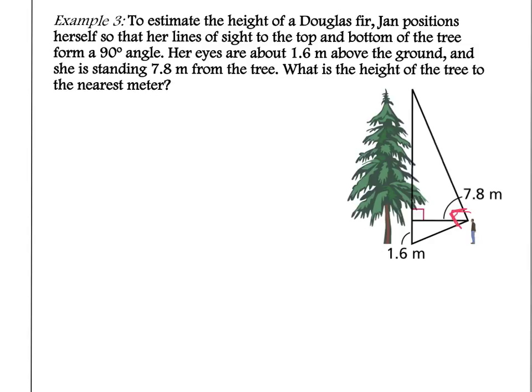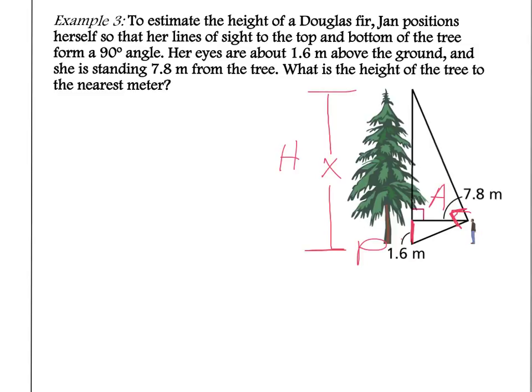Her eyes are about 1.6 meters above the ground, so that's this distance, which is a part. And she is standing 7.8 meters from the tree. So in this case, that's actually the altitude. What is the height of the tree to the nearest meter? They're asking us for the entire height of the tree, which is the hypotenuse. That makes you think, okay, hypotenuse, let's do HLLP. But to do HLLP, remember, you need a leg, and we don't have a leg here. We have a part and an altitude.